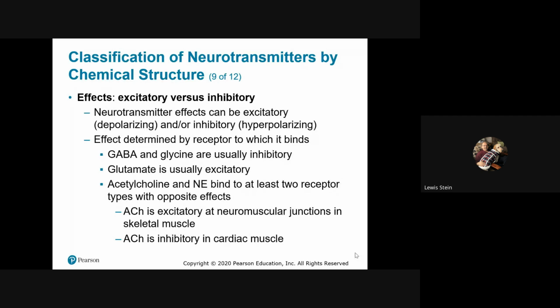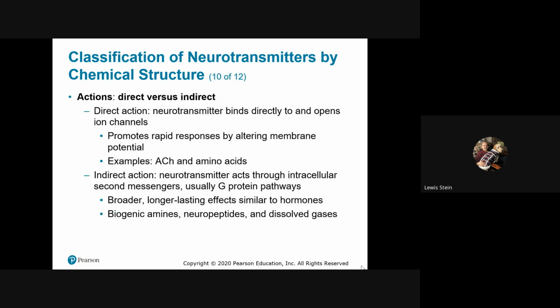Sometimes they're odd. And acetylcholine and norepinephrine, you can see there's at least a couple of different receptors that work opposite. Normally they're excitatory, but inhibitory for cardiac muscle. Norepinephrine, usually excitatory, but inhibitory for bronchiolar muscle, because it's going to dilate bronchi. We'll get into all of these when we look at particularly the autonomic nervous system.